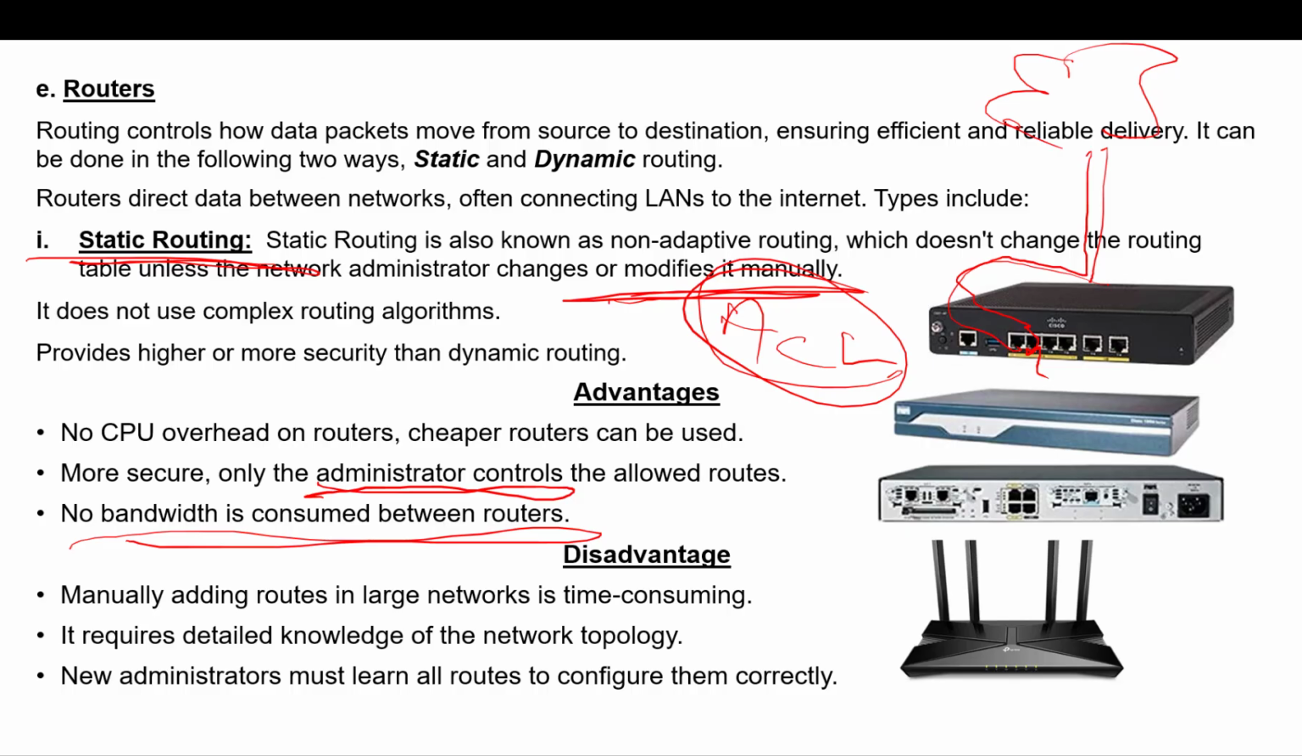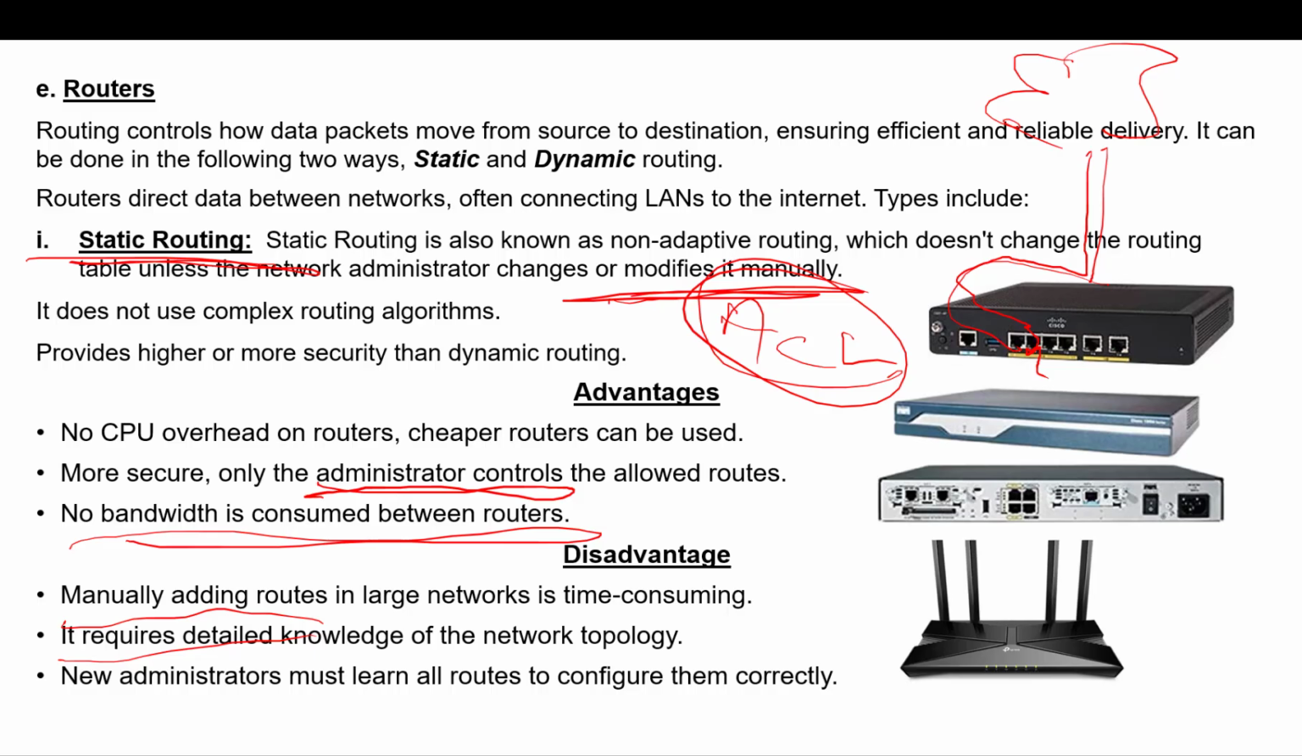But the disadvantage is that it is manual. You understand? So in a big company, you see the disadvantage, manually adding routes in a large network. In a big network, you need to go to each of these routers and do the configuration manually. That is the downside of it. You understand? Secondly, another disadvantage is that it requires detailed knowledge of the network topology.